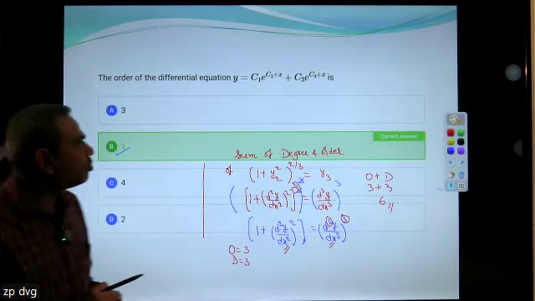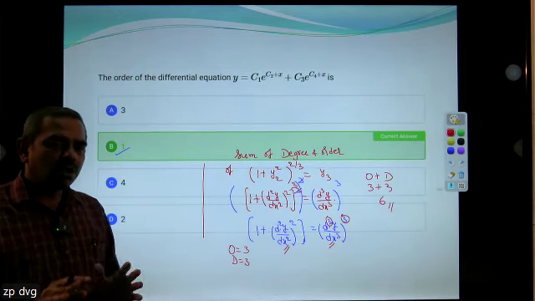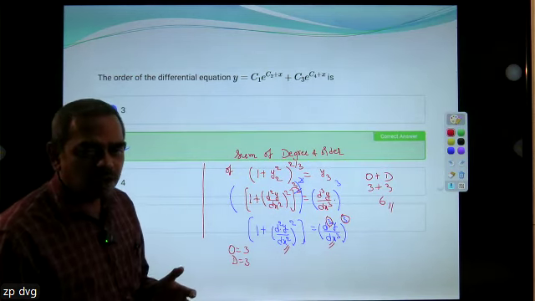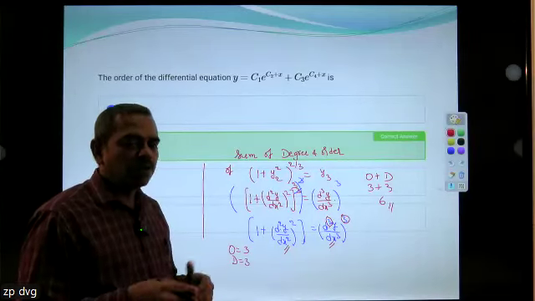One question, I think you can attempt it. Now the other one related to the basic part. The type of questions that will come are related to the variable separable method.